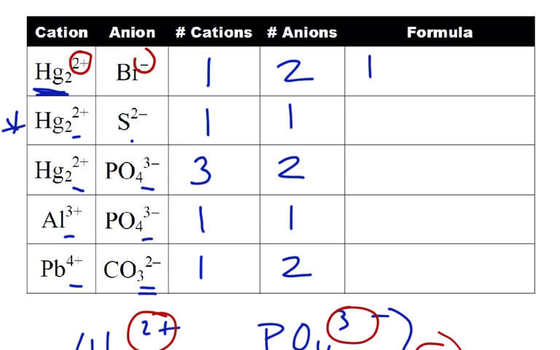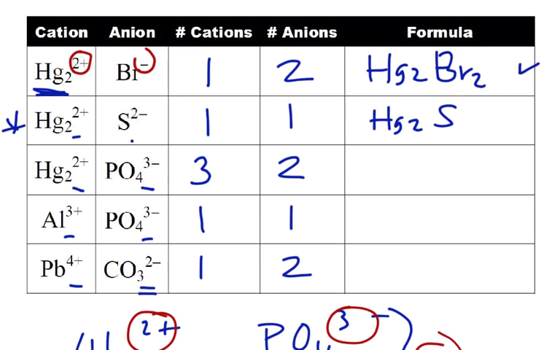1 Hg2 is called Hg2, and I need 2 bromides, so it's Br2. And this compound, it looks like Hg2Br2. We might want to reduce, but we don't. We leave it just like that, Hg2Br2. In the second one, I have Hg2S. So it'd be mercurous sulfide or mercury 1 sulfide. And this first one would be mercurous bromide or mercury 1 bromide for the names.